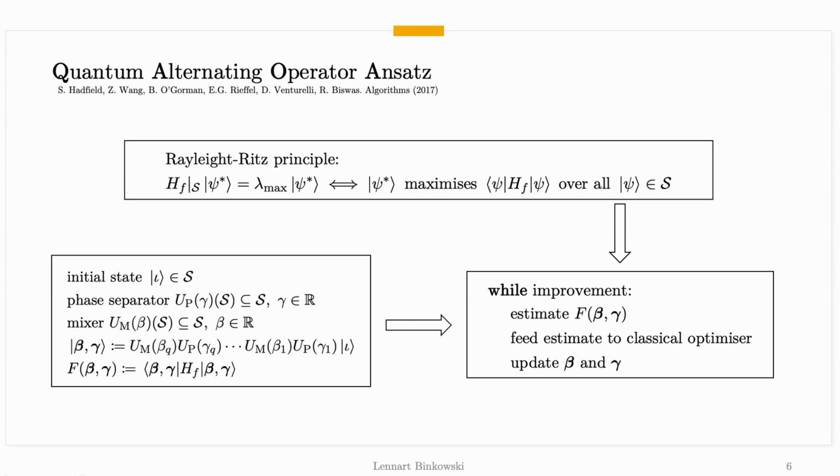Then the components are exactly the same ones as for the original QAOA, with the only difference being that the initial state iota is now required to also lie within the feasible subspace, and that both phase separator and mixer are required to be feasibility preserving. That means they map the feasible subspace to itself. But the trial states and also the expectation value function capital F are built exactly the same. And therefore the algorithmic procedure is exactly the same as for the original QAOA.